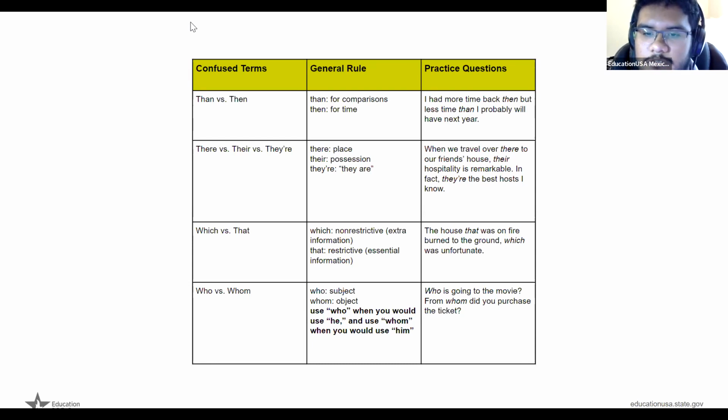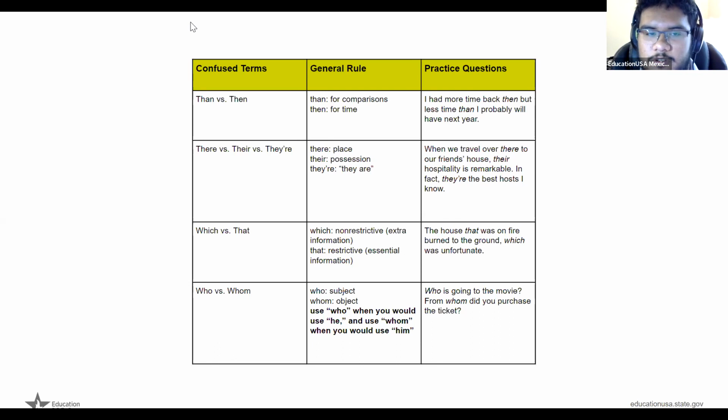The house that was on fire burned to the ground, which was unfortunate. You could say the house burned to the ground, but that's a bit ambiguous. You might not know which house you could be talking about, because there could be a ton of houses. But when you add that clause, "the house that was on fire," you establish a specific house that the reader, or the speaker and the listener, may know of already.